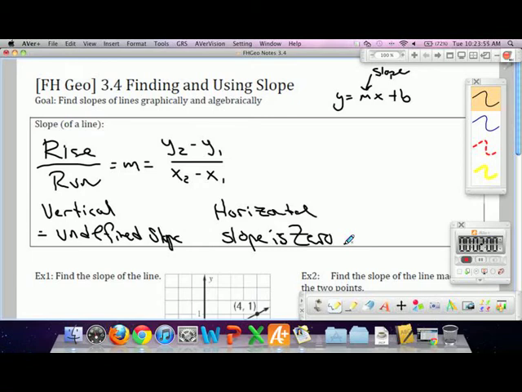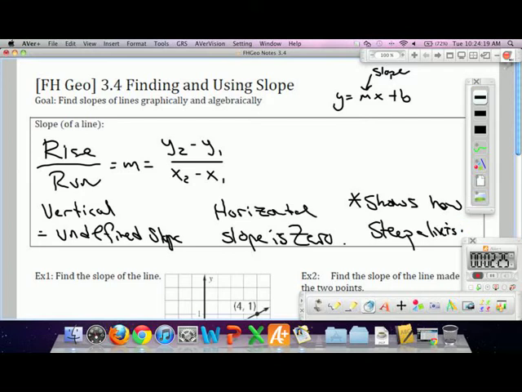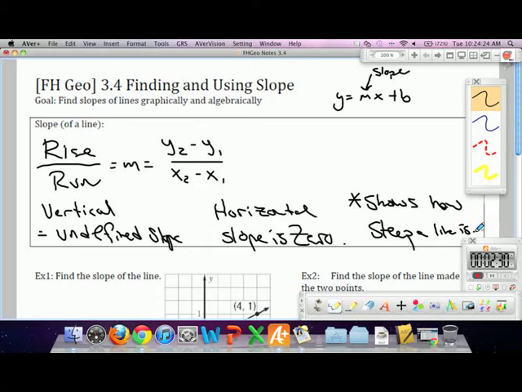Is there anything else that's distinctive that you recall about slope? Slope shows how steep a line is. Okay. On a graph, it shows how steep a line is. I agree these are all true facts.